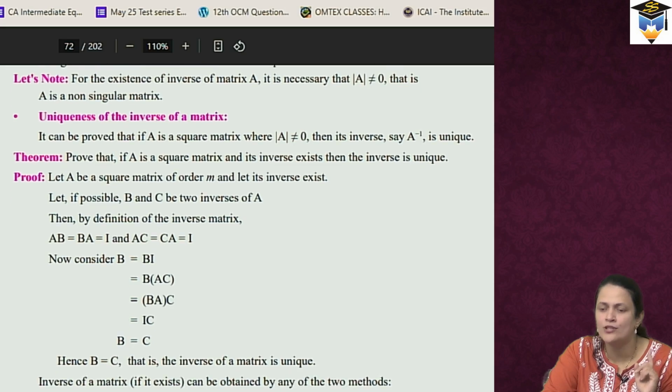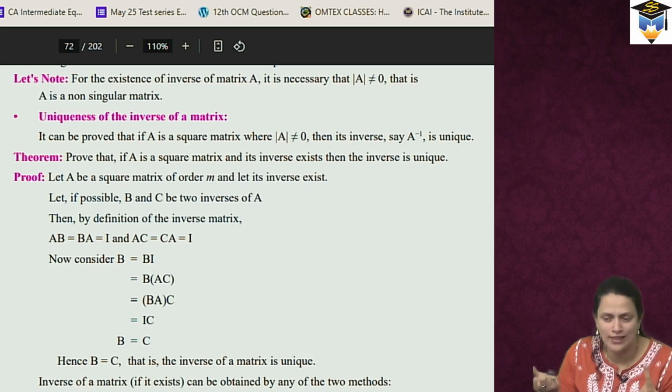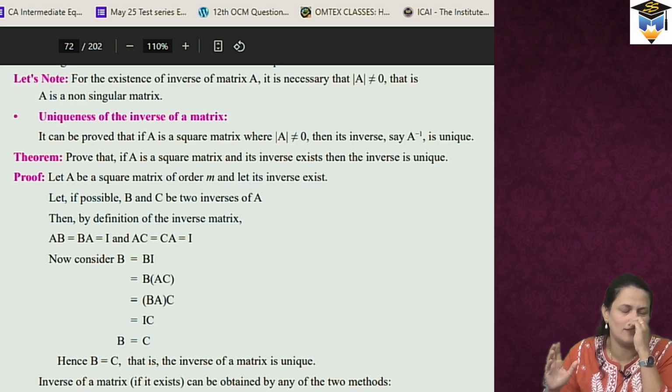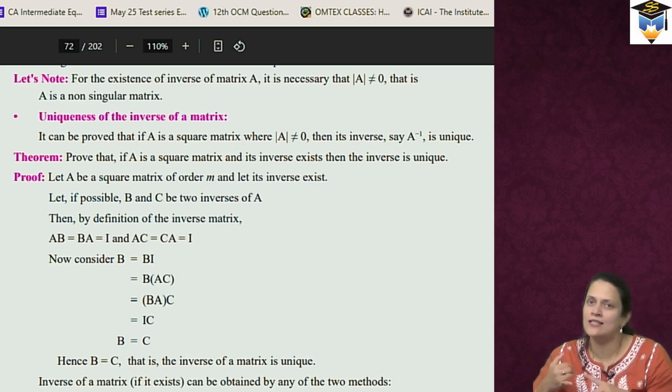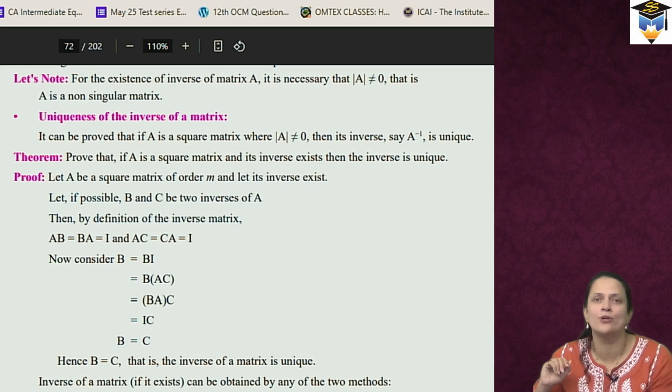Now let us go to the uniqueness of an inverse of a matrix. What is the meaning of that? Even though there is a matrix that is given to you, and if you try to find out the inverse of that matrix, it is going to be unique. The inverse of the matrix is going to be unique. You cannot compare. Up till now, in algebra of matrices, what all have we studied? We have studied addition, subtraction, multiplication. I have already told you there is no division. Okay, so instead of division, there is a concept called inverse of a matrix.